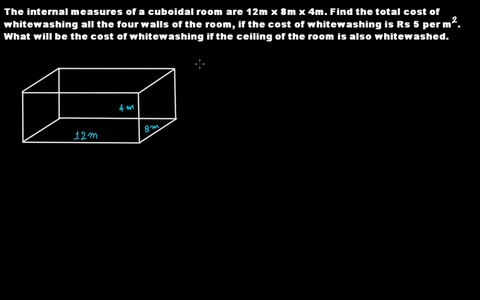So the formula to calculate the lateral surface area of a cuboid is 2 multiplied by length multiplied by height plus breadth multiplied by height. This is the formula that is used to calculate the lateral surface area of a cuboid. Okay, so this can be written as 2H(L plus B), right? The distributive property of multiplication over addition.